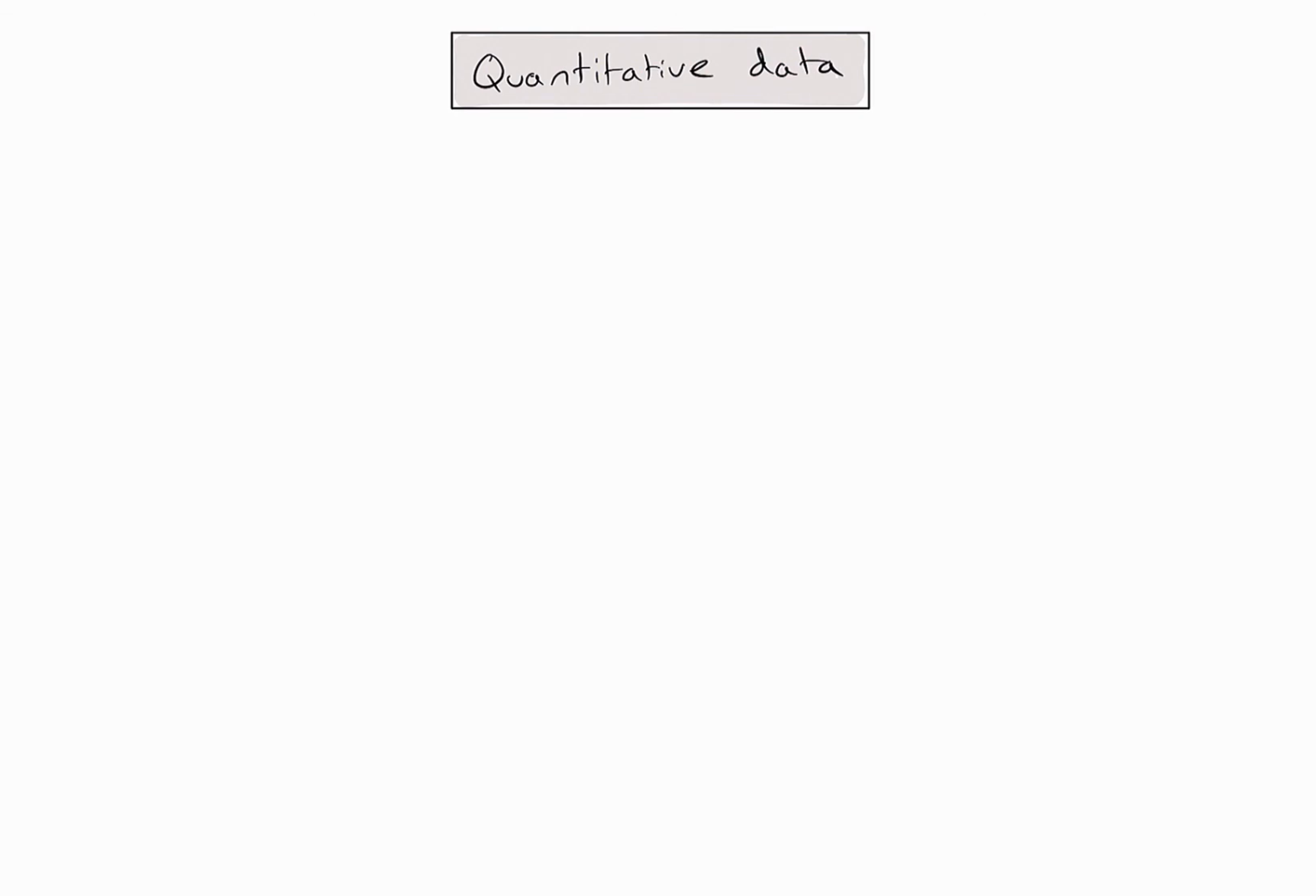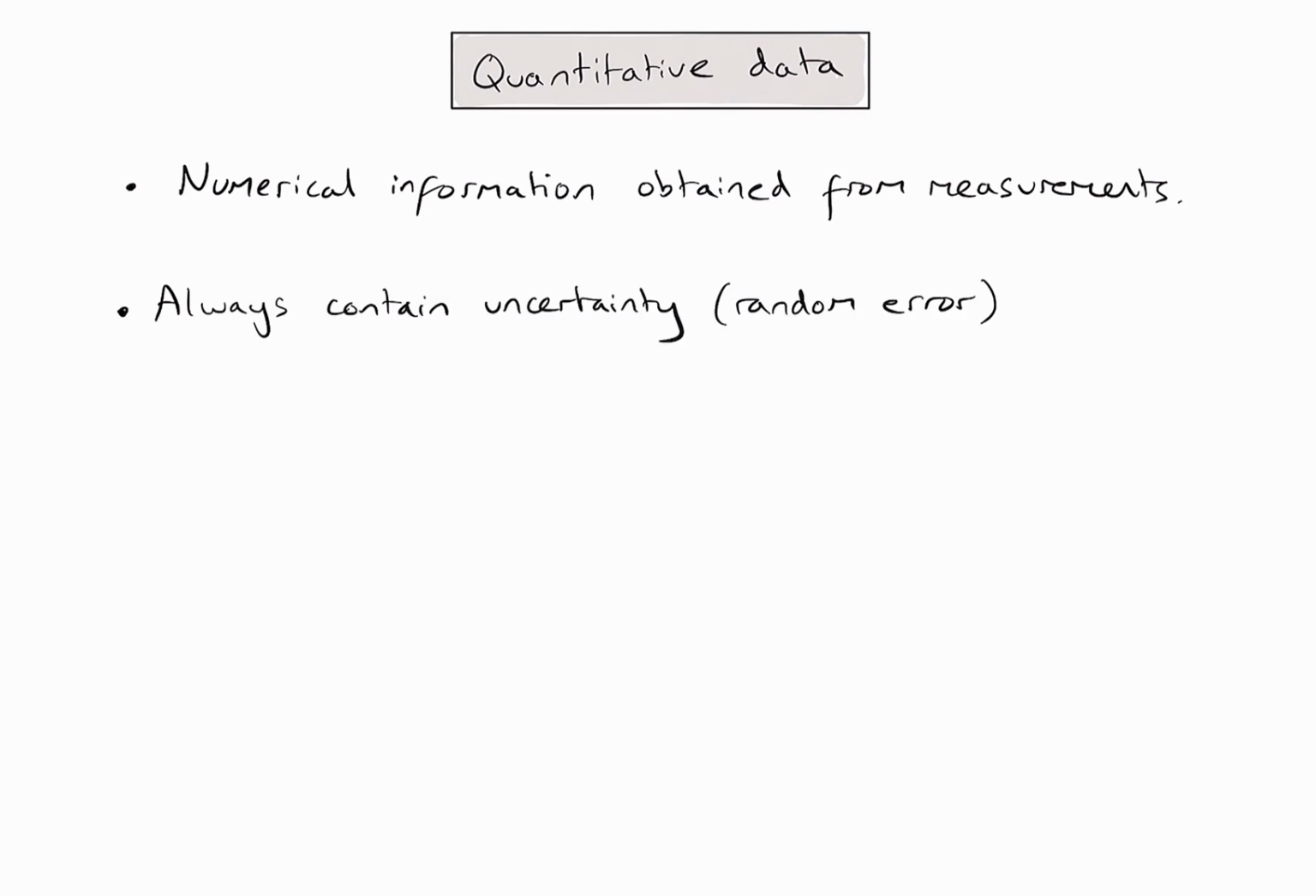Quantitative data is numerical information obtained from measurements during an investigation. And it's important to note that these measurements will always contain uncertainty or random error because of limitations in the measurement equipment and sometimes even human capability.